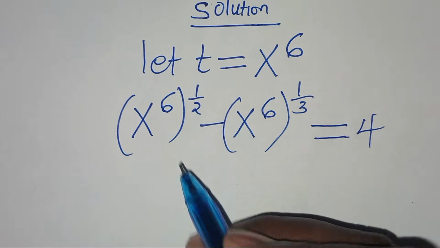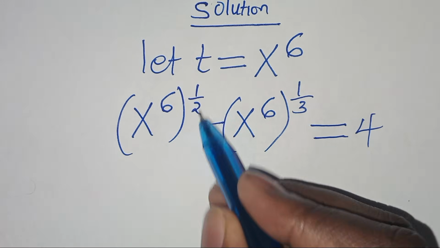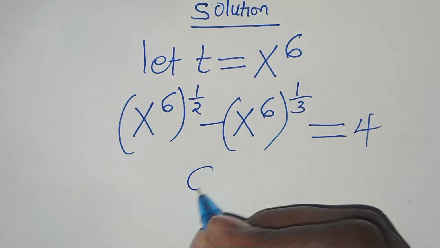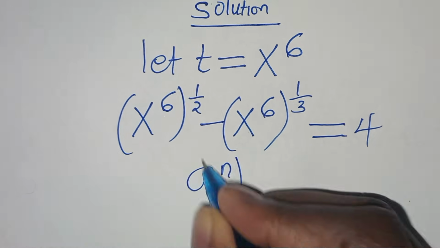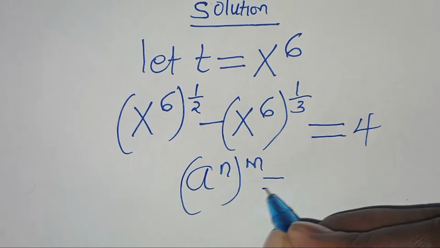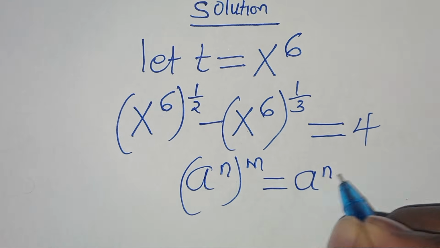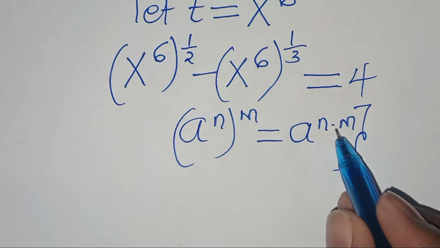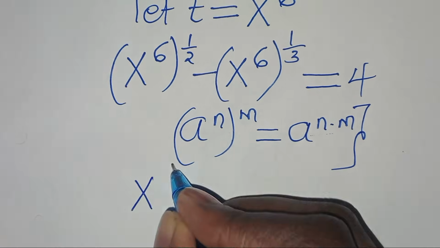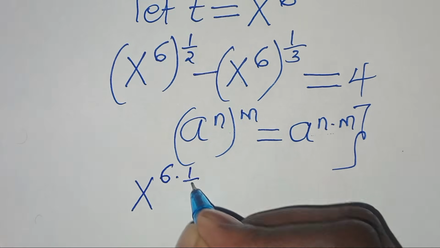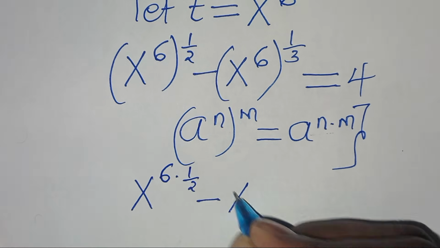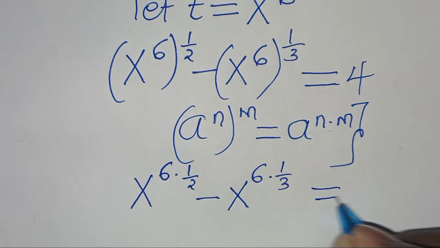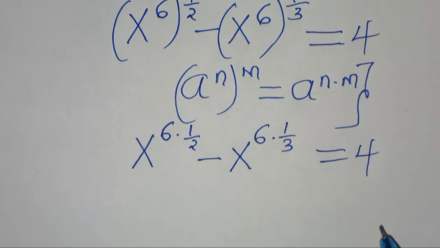The next step is that x to the power of 6 raised to the power of half and x to the power of 6 raised to the power of 1 over 3 are in the form of a to the power of n raised to the power of m, which we can express as a to the power of n times m. Applying this exponent property, we have x to the power of 6 times a half, subtract x to the power of 6 multiplied by 1 over 3. This is equal to 4.